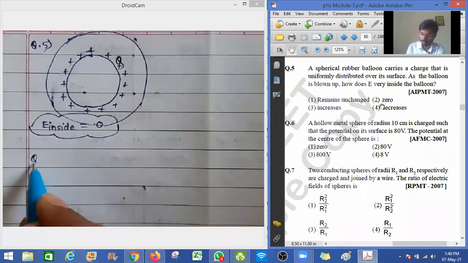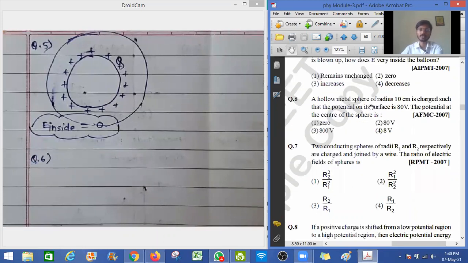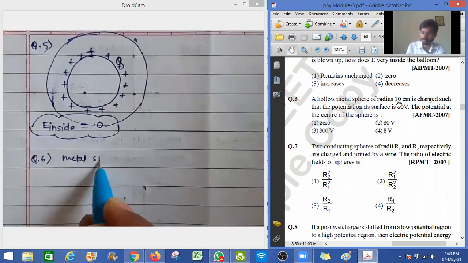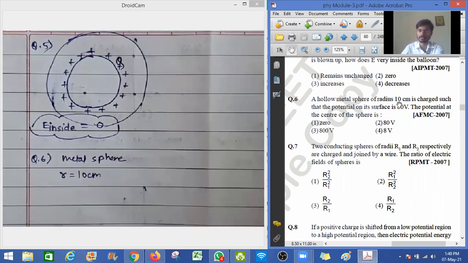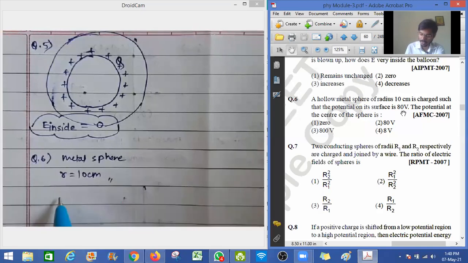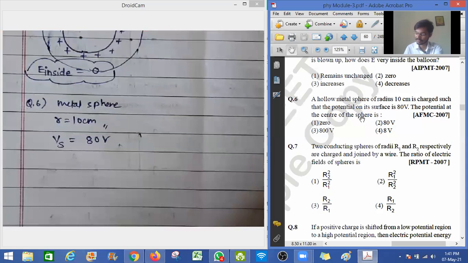Next, question number 6. Let us read. A hollow metal sphere, okay, of radius equal to 10 centimeter. So first of all, we are given a metal sphere. What is its radius? Sir, r is equal to 10 centimeter. Yes. Is charged such that the potential on its surface is 80 volt. त्याच्यावरचा charge असा आहे such that potential on the surface is equal to 80 volt. The potential at the center of the sphere is, very simple question.